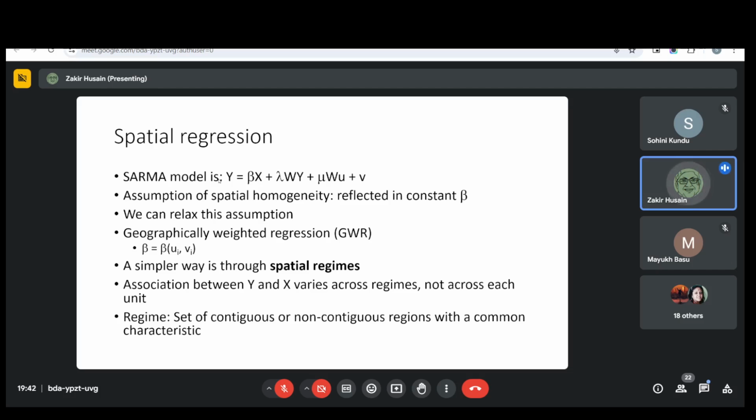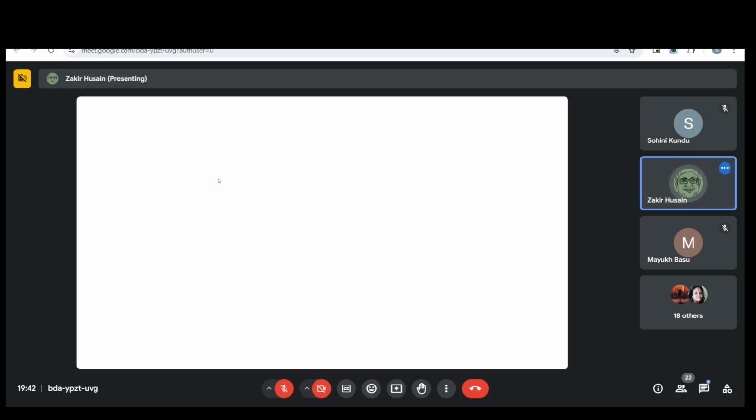So it's basically some sort of a GWR, but whereas the GWR is estimated for each region, here we club together some of the regions, we form clusters, which can be contiguous or non-contiguous. And then we estimate the regression model for each of these regions.